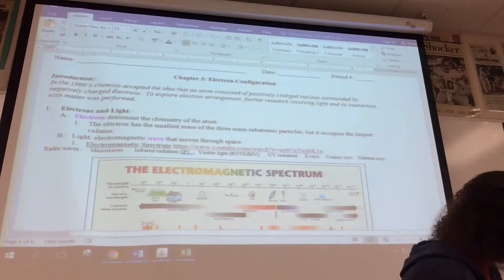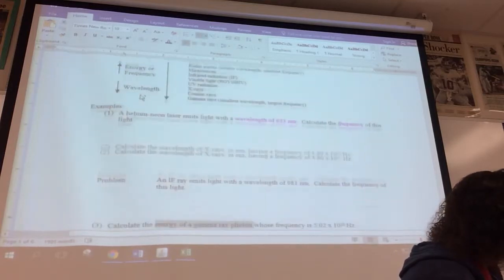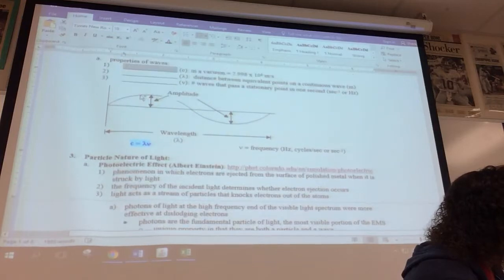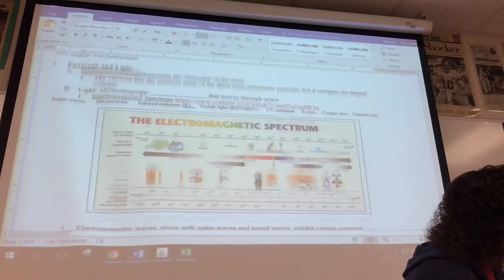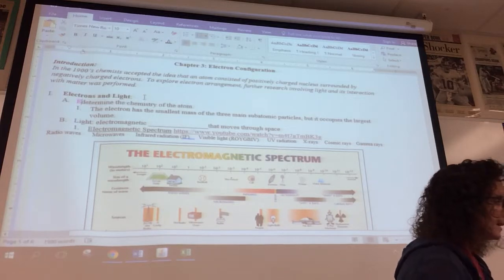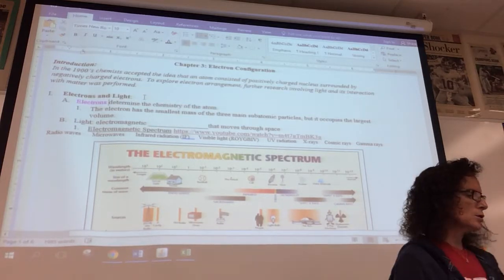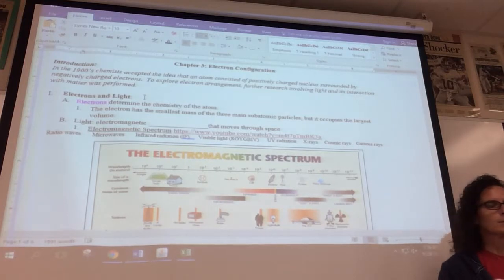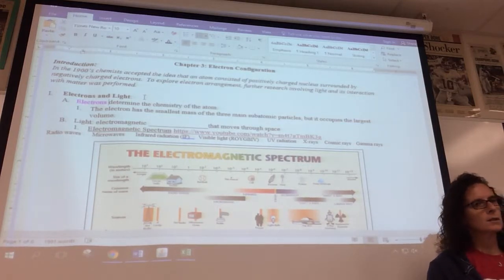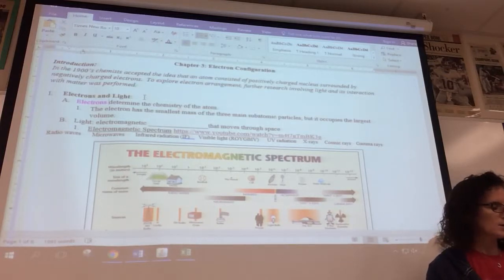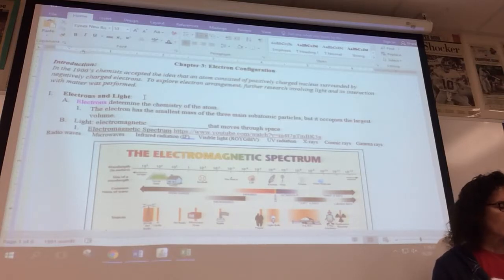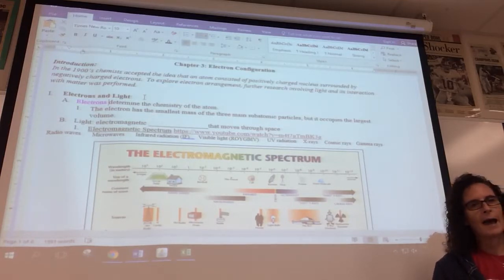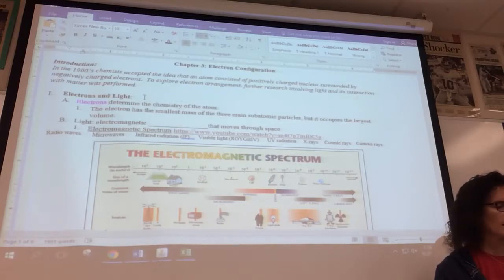And the reason why we are interested in electrons is because electrons actually determine the chemistry of the atom. So in middle school you probably learned a little bit about valence electrons. We're going to explore that in quite more detail in Chapter 5. But electrons determine the chemistry of the atom. So it was important to know where they're located because this would determine how atoms react with one another.